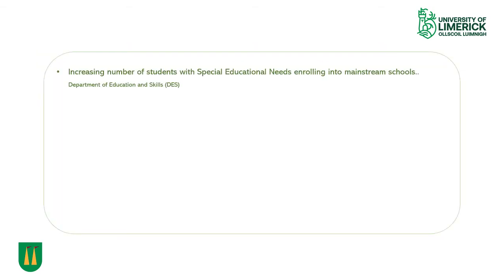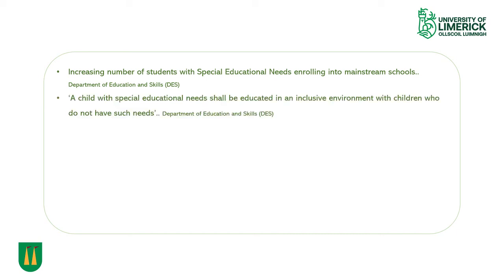Then looking at demonstrating the need for research by referencing potential impact. So, due to increasing numbers of students with special educational needs enrolling into mainstream schools, there is definitely a need for this. Moving on then to the principle that a child with special educational needs shall be educated in an inclusive environment with children who do not have such needs. And this is proposed by the Department of Education and Skills.